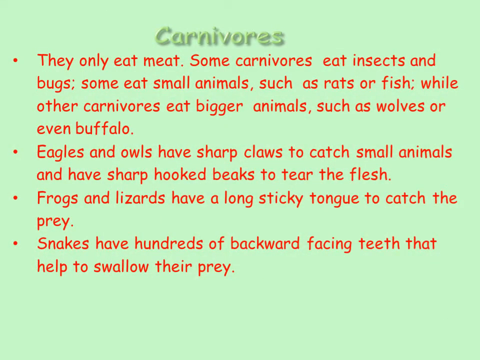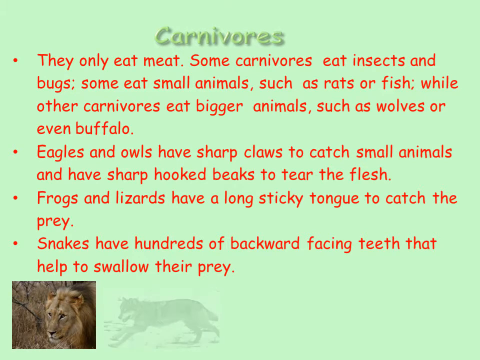Now to the next group of animals, which is nothing but the carnivores. These animals eat meat or the flesh of other animals. They even eat insects, bugs, small rats or fish, while other carnivores eat bigger animals such as wolves or even buffaloes.